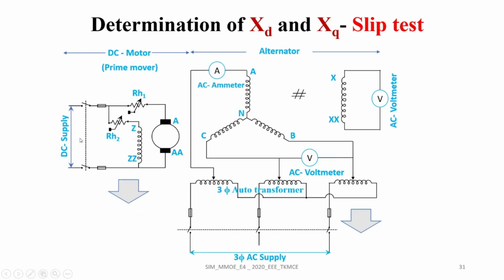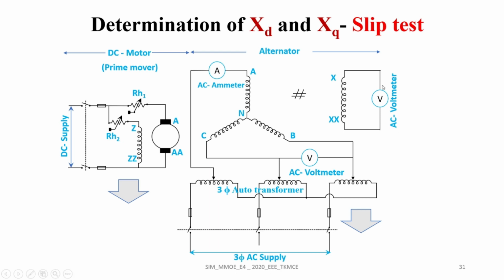After ensuring the rated speed by means of this prime mover, then by means of this three-phase auto transformer, we need to give a small AC voltage across the stator winding. Now, if the direction of the rotor and direction of rotating magnetic fields are in the same direction, the induced voltage in this field winding is almost zero. Then this voltmeter indicates a low value.